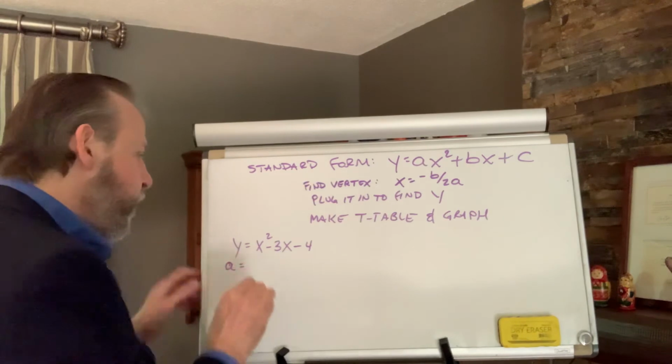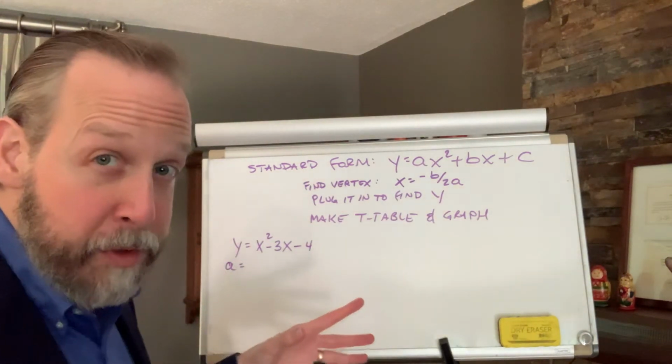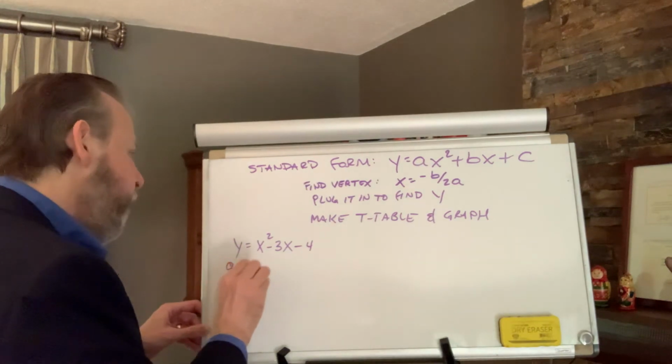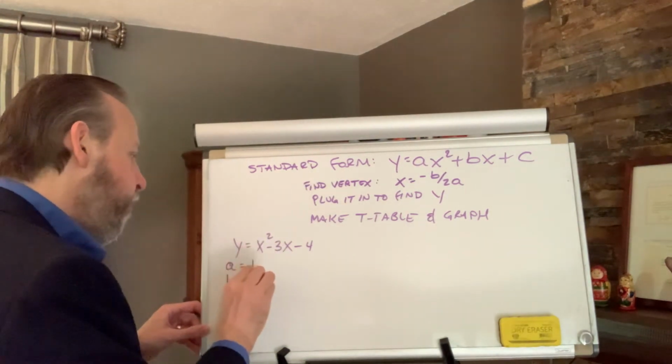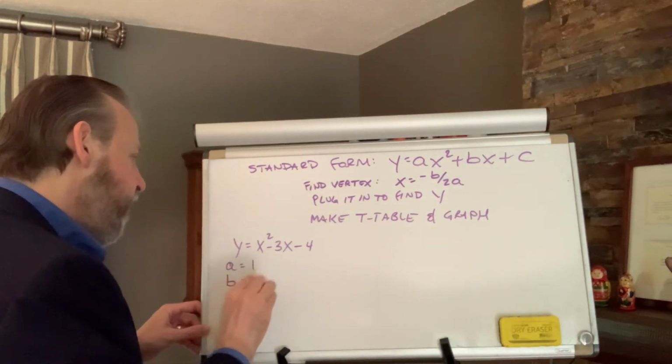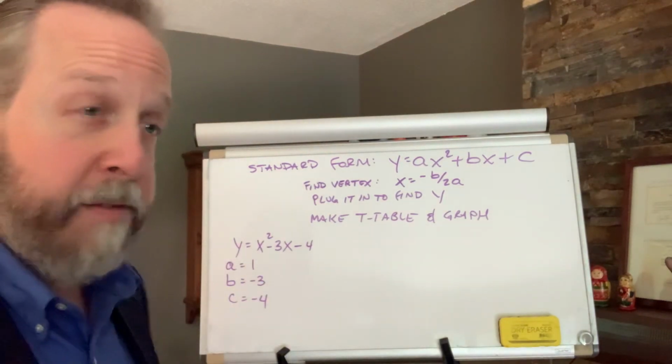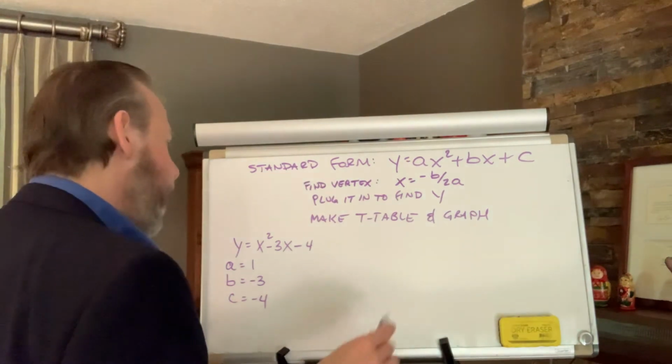A is the coefficient of x squared. There's no visible number there, so it's the number 1. B is the coefficient of the x term. It's negative 3. And c is the constant, negative 4. So far, so good. Now we identify the x value of the vertex.